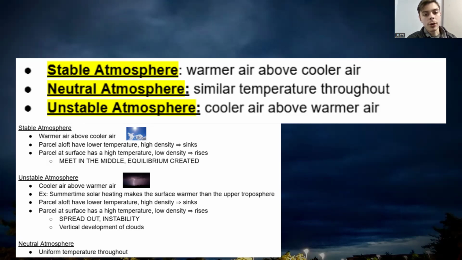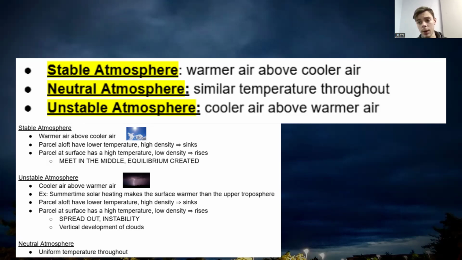In a neutral atmosphere, we have similar temperature throughout, and so really the parcel's just going to stay in the same place. And then in an unstable atmosphere, we have cooler air above warmer air. This is often the case unless we have an inversion, which definitely can happen. It's an inversion if there is warmer air above cooler air, because we know that typically temperature does decrease with height anyway. So that's going to be an unstable atmosphere.